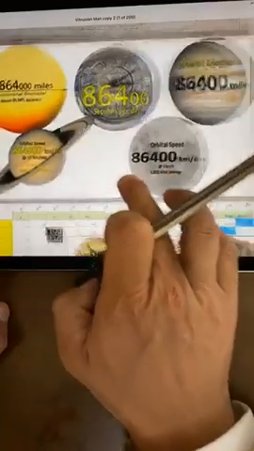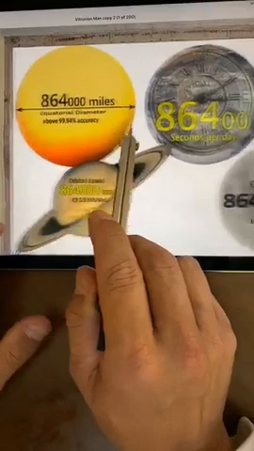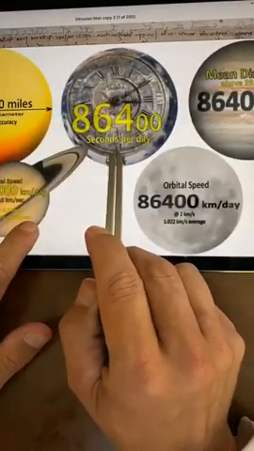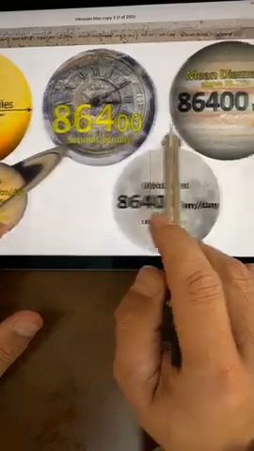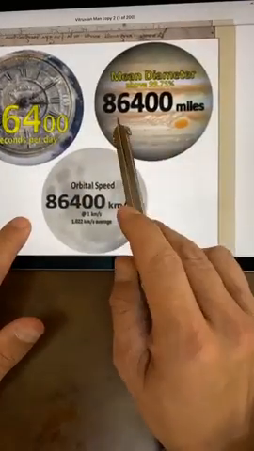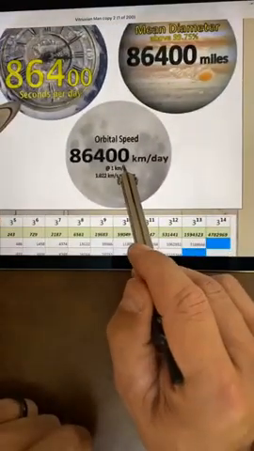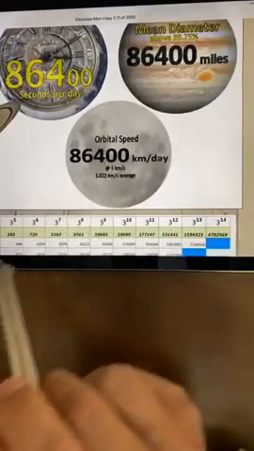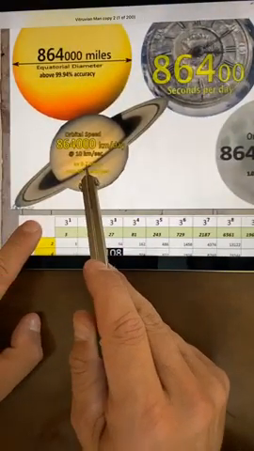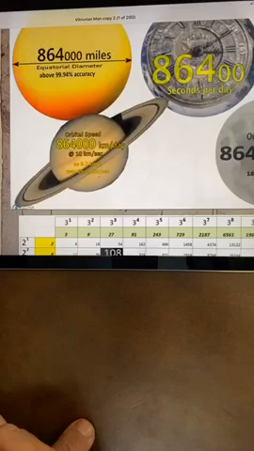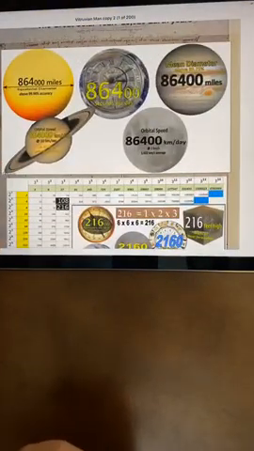Okay, so this is the equatorial diameter of the sun, 864,000 miles. There are 86,400 seconds in a day. Do the math: 24 hours times 60 times 60. The mean diameter of Jupiter is 86,400. The orbital speed of the moon is 86,400 kilometers per day. And the orbital speed of Saturn is 864,000 kilometers per day. Now, do you think someone's trying to tell us something here?